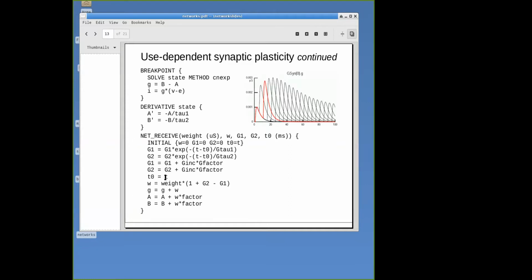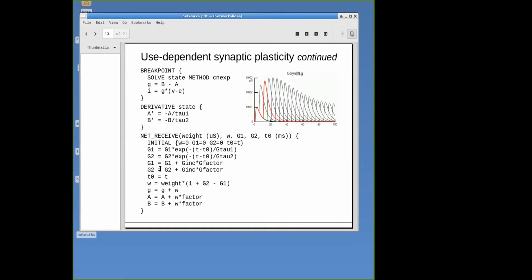G is then perturbed by that product of the netcon's weight and the potentiation term, the net potentiation term. And then A and B are also perturbed by the product of weight and some factor, which is a scale factor that ensures that if weight is 0.001, a naive synapse will produce a peak conductance of 0.001 microsiemens.